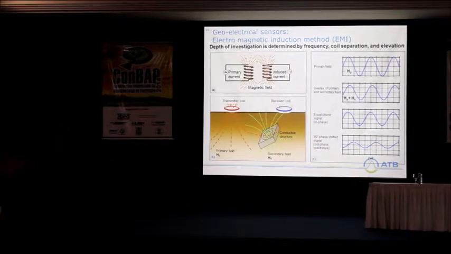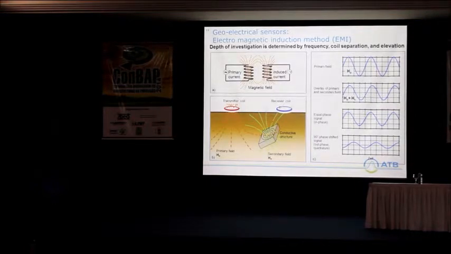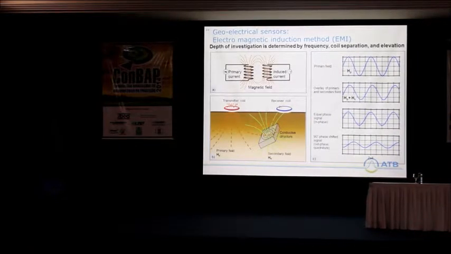There are 2 main principles. One principle is electromagnetic induction, which plays on the induction of a magnetic field due to a coil, the coil here, and uses a primary field which is sent into the soil. The soil reacts with a secondary magnetic field, which is measured by a receiver coil.